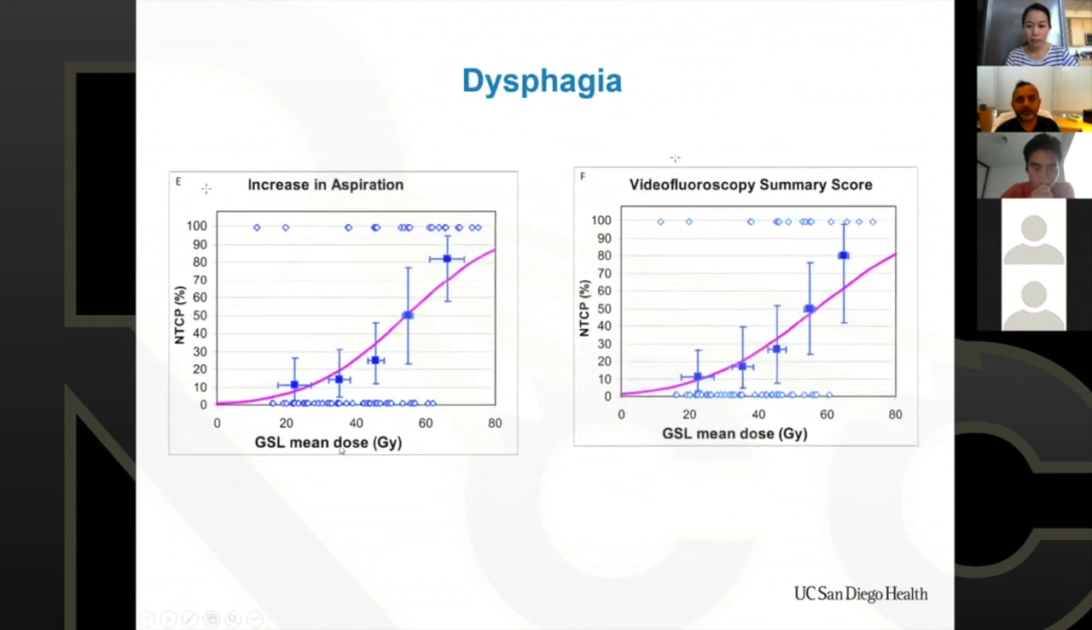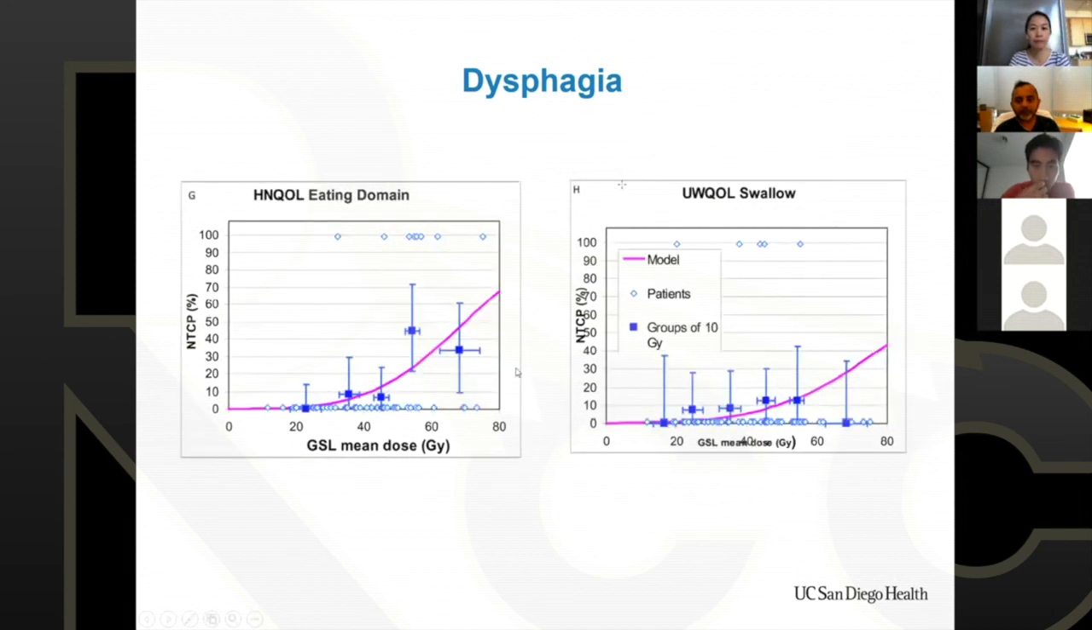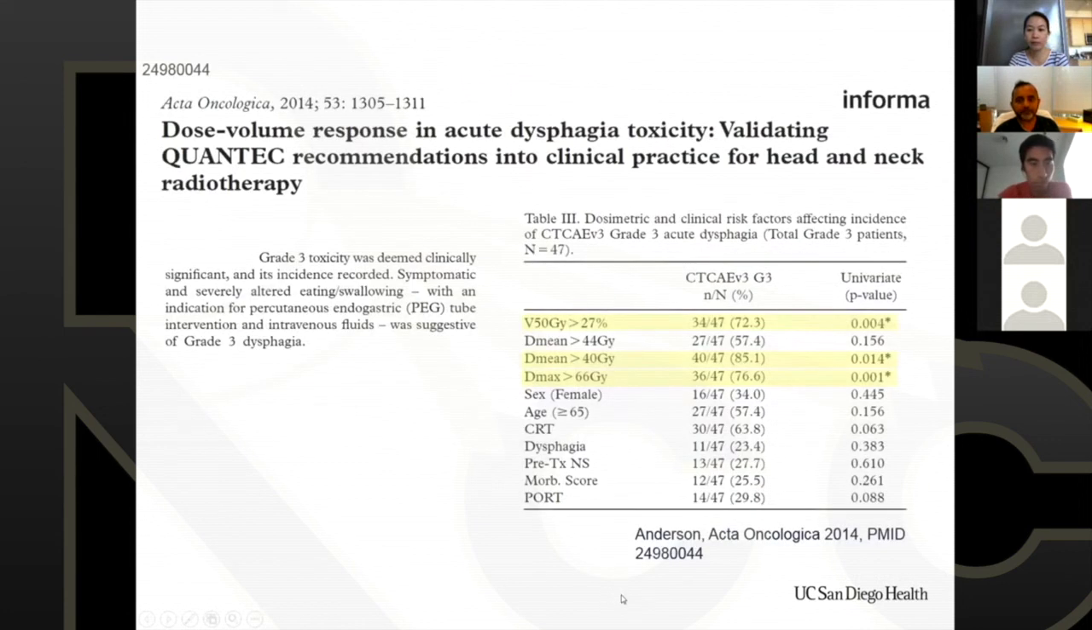Again, now looking at the same thing, this is now supraglottic larynx, the GSLS supraglottic larynx. Again, looking at increase in aspiration and video fluoroscopy summary scores. So you can see, on the order of 20 and 30 gray, fairly low likelihood. But once you start really going beyond 50 gray, you can see much higher likelihood of developing aspiration. Same thing looking at these questionnaire scores, basically showing you the same thing, although this rise is not as prominent in these patients.